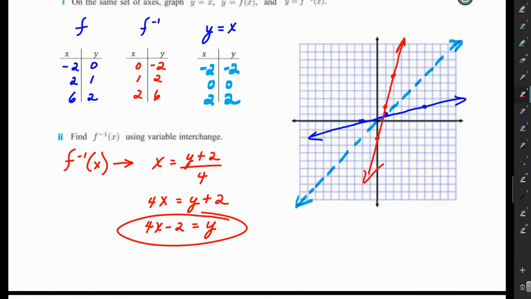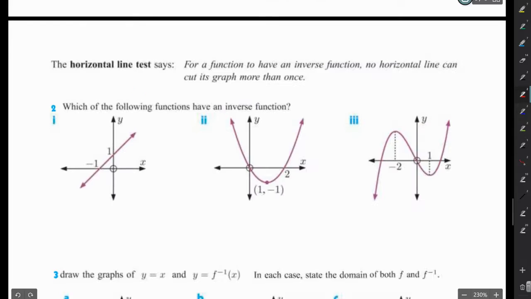All right, and that's it for this page. We're going to use the horizontal line test here. For a function to have an inverse function, no horizontal line can cut its graph more than once. So we're trying to decide, just by looking at this, will the inverse be a function? We can find the inverse algebraically, but that doesn't mean it's a function. So which of the following functions have inverse functions?